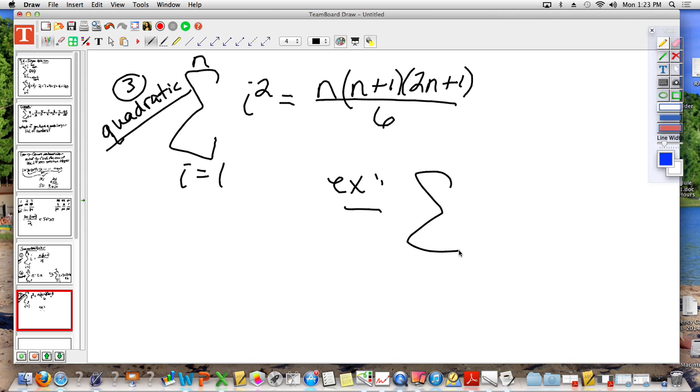Let's say that we go from the first term to the 10th term of i squared. Well, that really means 1 squared plus 2 squared plus 3 squared plus 4 squared plus 5 squared all the way up to 10 squared. But there's a much quicker way to do it than to go 1 squared plus 2 squared plus 3 squared and then add them all together. We can use this rule.